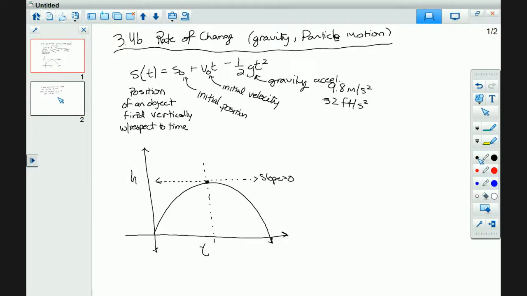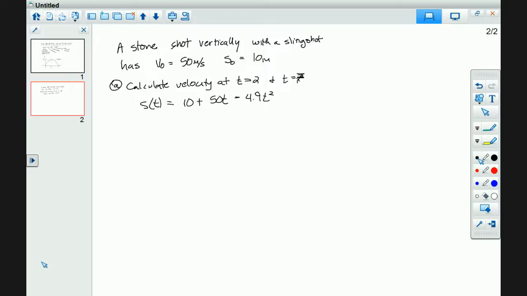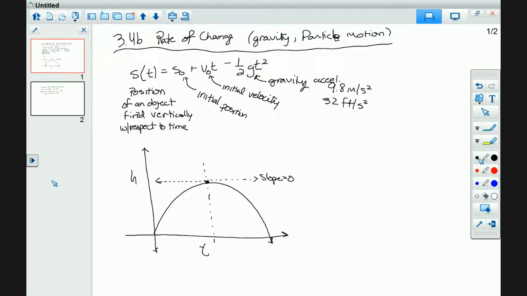Okay, 4.9, where'd it come from? Half of 9.8. We're using a metric system. So 9.8 goes in here, and then divided by 2. That's the gravitational constant, part of the formula.